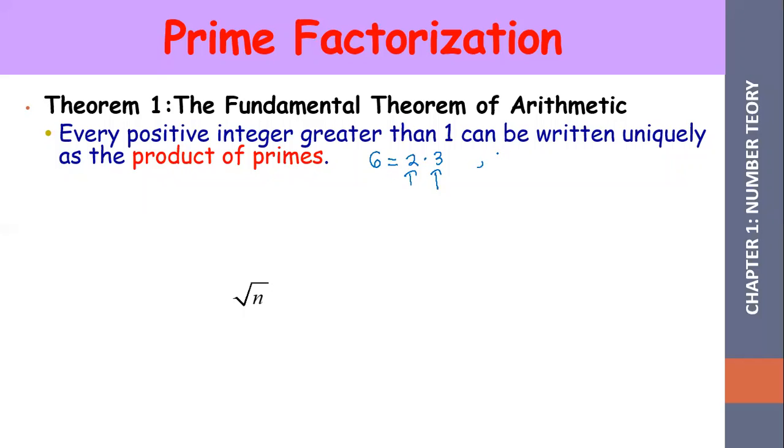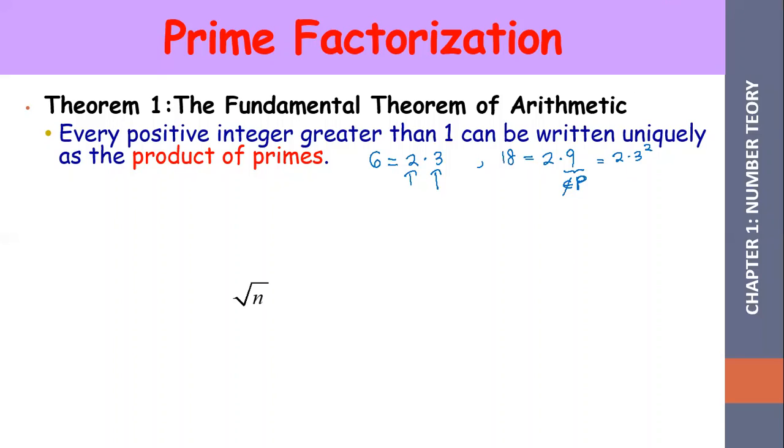Another example is 18. It is 2 times 9, right? But bear in mind, 9 is not a prime. Capital P stands for prime. 9 is not a prime, so you can convert it to primes, which gives 2 times 3 squared. So this is a product of primes.